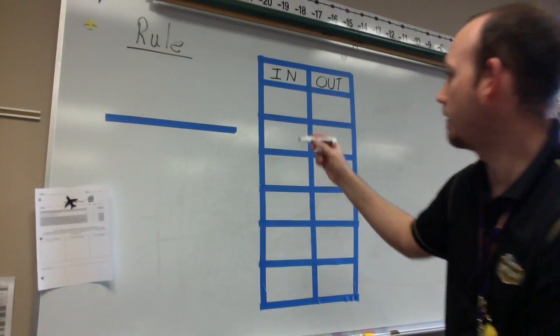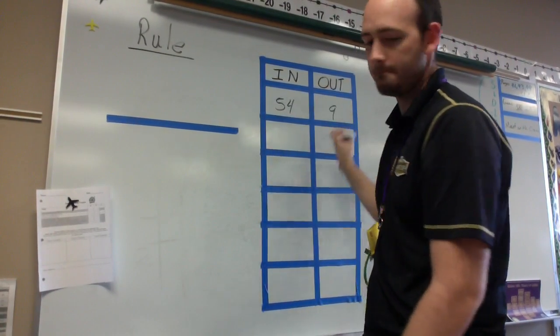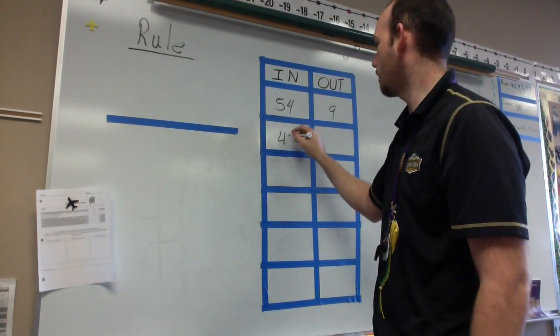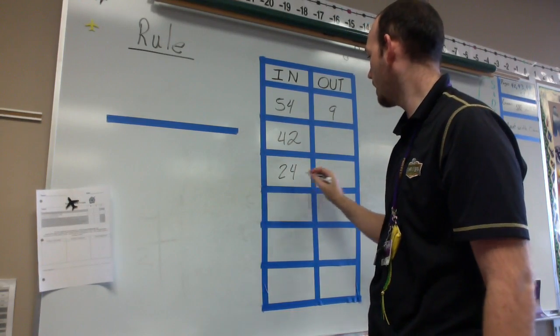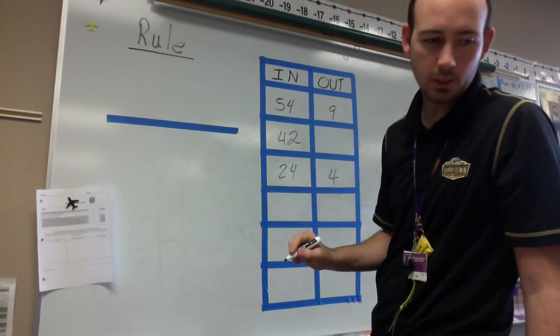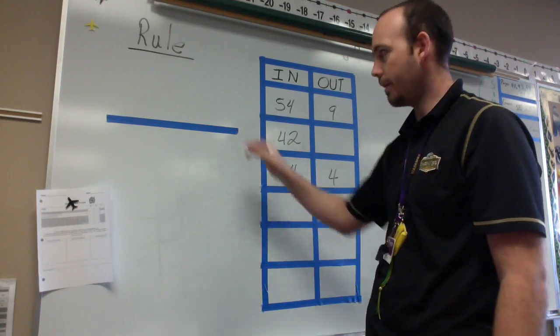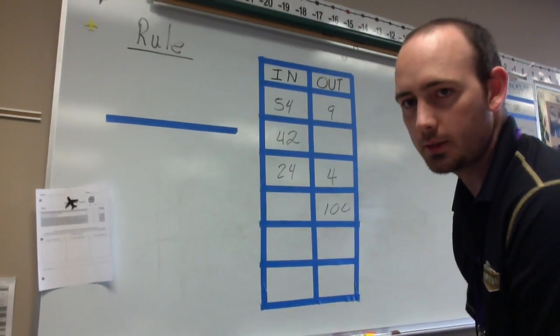Let's say we have a 54 and we get a 9. Then the other pieces of information they give us. Let's say we have a 42 here. We have a 24 and a 4. And we have a 100 here. And we don't know what the rule is. So we're going to have to try to kind of figure this out.